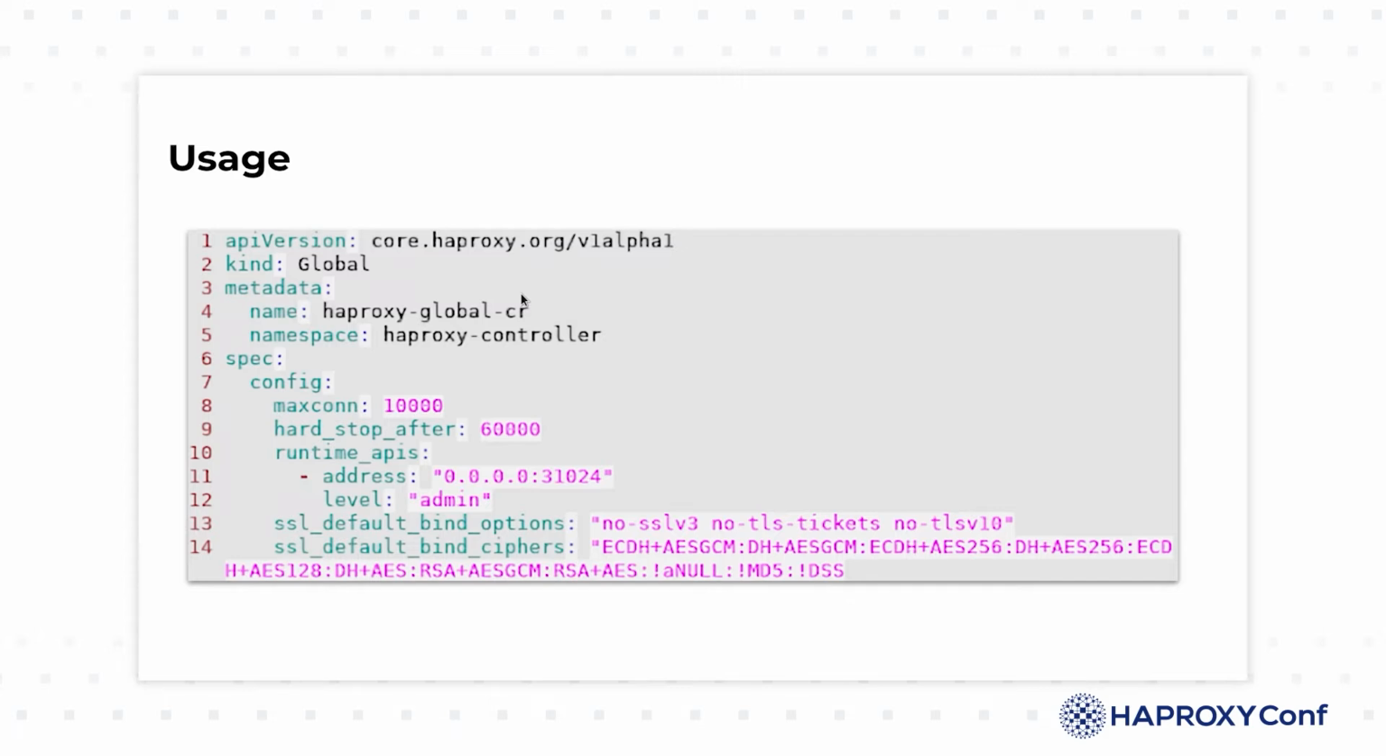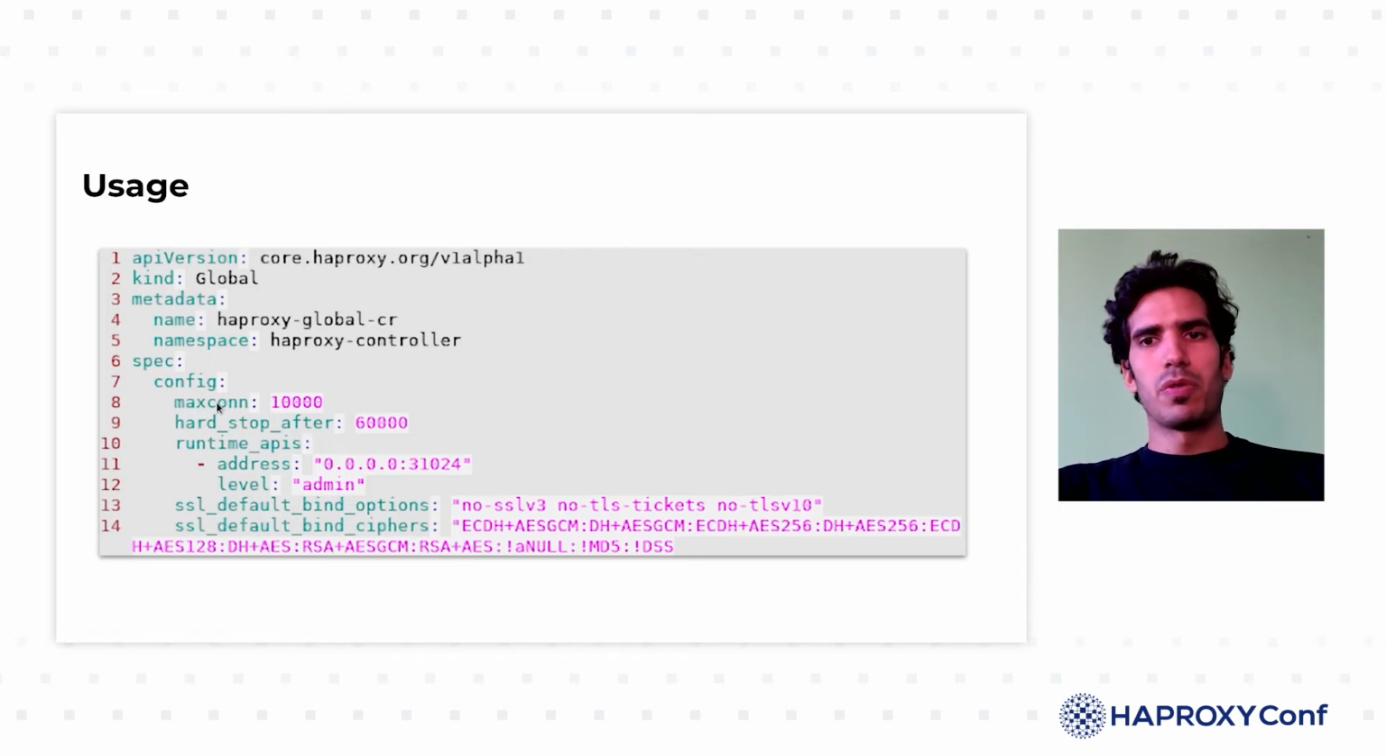Now, once we have registered a global custom resource, we can use it to set global parameters. So you can see here, for example, for the maxcon, we're not using a string, but we're using an integer. And also we can see that we have structured input, which means, for example, if you want to add a runtime API, we can specify the address of the API, the level. Here we are talking about HAProxy runtime API, so we can specify its address and level, and we can also add some global SSL options.